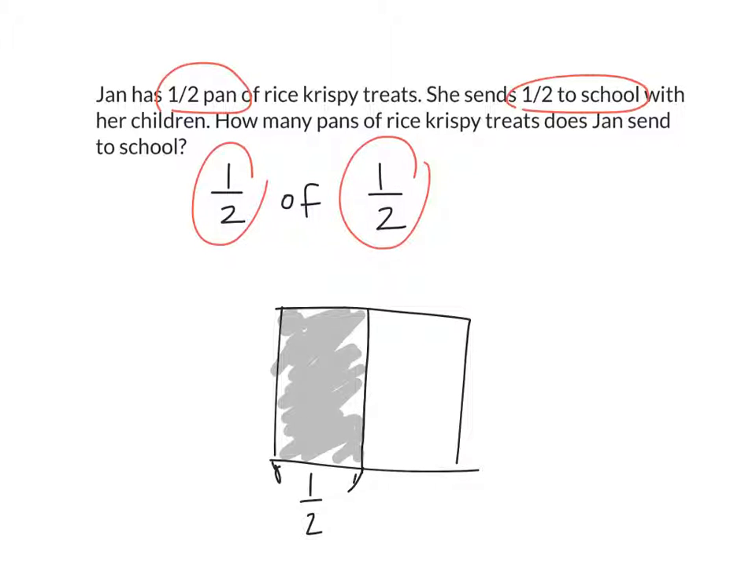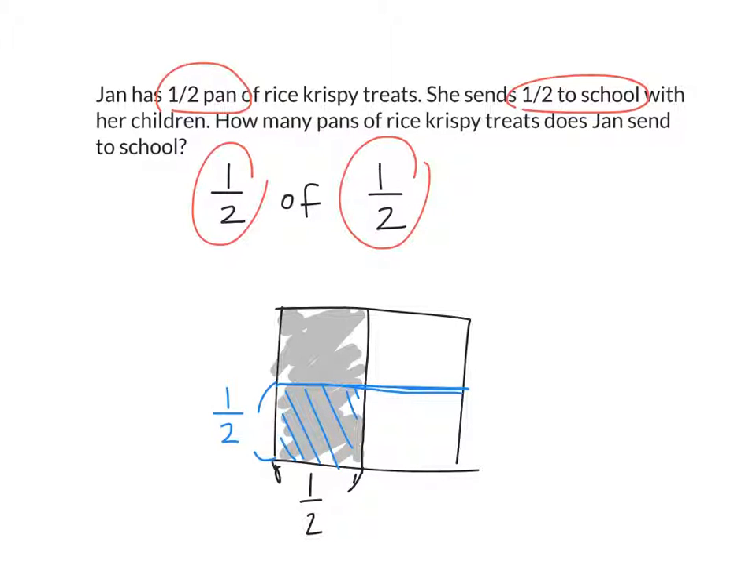Now, is she sending the entire half pan to school? No, she's only sending half of that. So what I have to do is split this into half again. Now, I want you to notice, over here, we split it into half. And then shade in the part that you split there. Okay? Now, I want you to notice I split the whole pan this way, even though that part of the pan was empty.